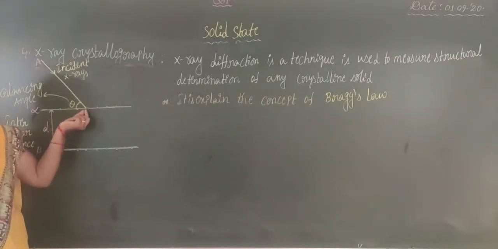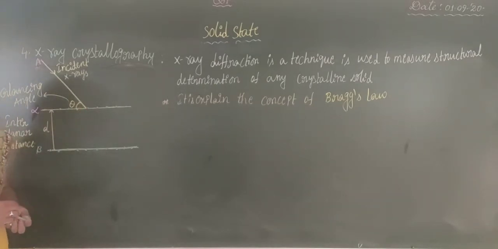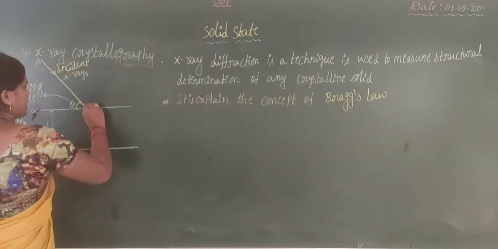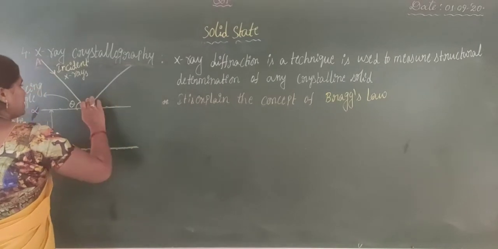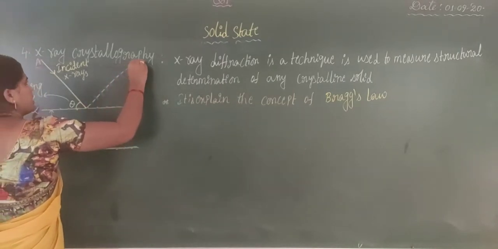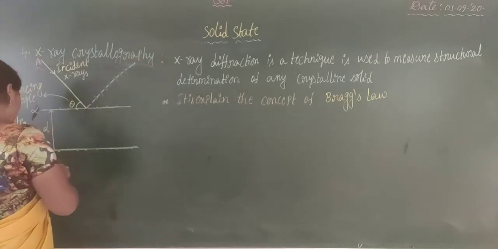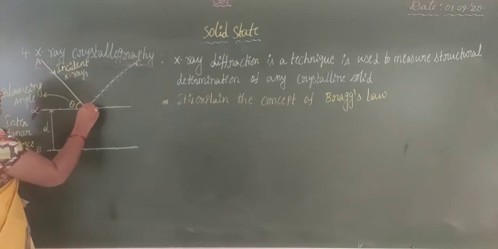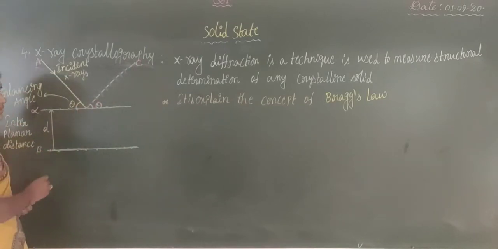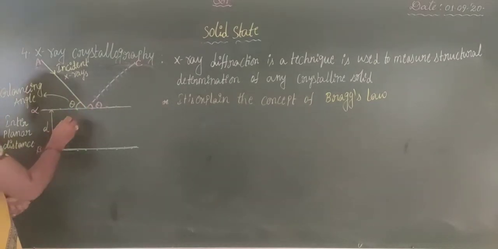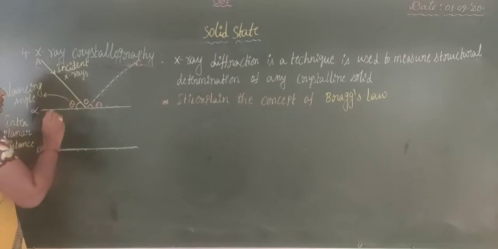Some of the light is reflected with the same angle. The reflected ray is represented with the letter C. Here also the angle is theta. The point where the ray falls is represented with the letter O.